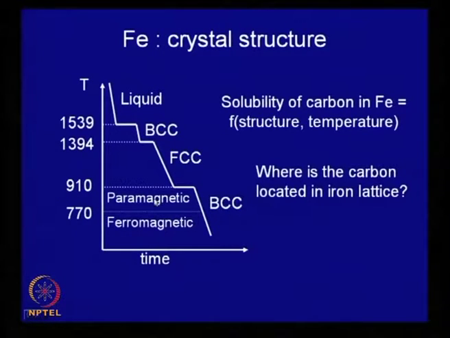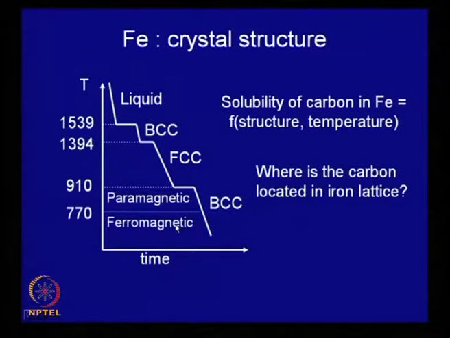If you cool further below, the BCC structure initially does not exhibit magnetic property, it is paramagnetic, and if you cool below a temperature called the Curie temperature, that is around 770 degrees centigrade, it is ferromagnetic in nature. But here the enthalpy change is negligible, so you do not get any step here, but if you measure magnetic property you do find a change.